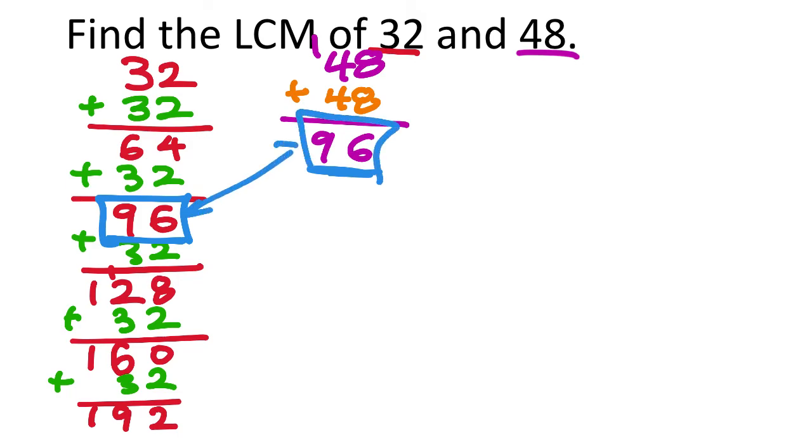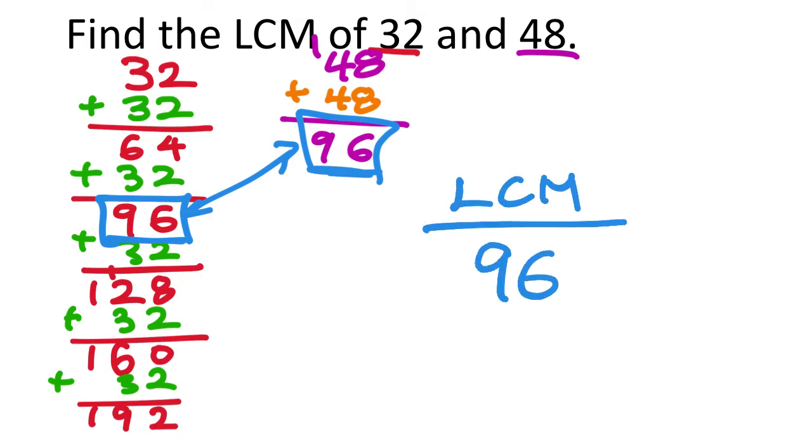So since these two match, they're common, of course, and we could check anything less than that, right? Like 64 and 32, but there's no matches in purple there for the multiples of 48. So the least common multiple of these two values is 96.